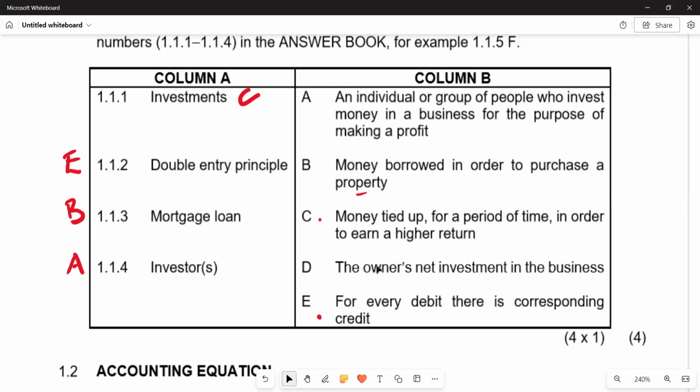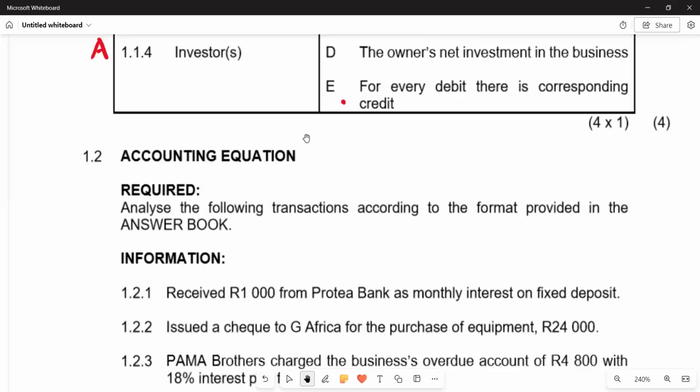So we go to the next section, which is 1.2. It reads: on the required part, analyze the following transactions according to the format provided in the answer book. Information: we are given 1.2.1, saying received 1,000 rands from Protea Bank as monthly interest on fixed deposit.